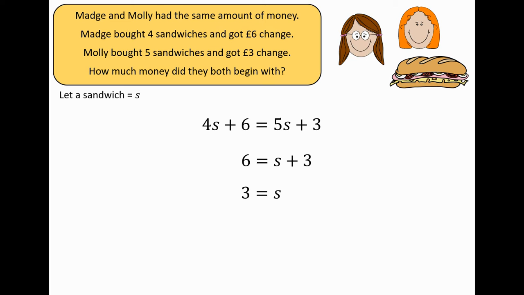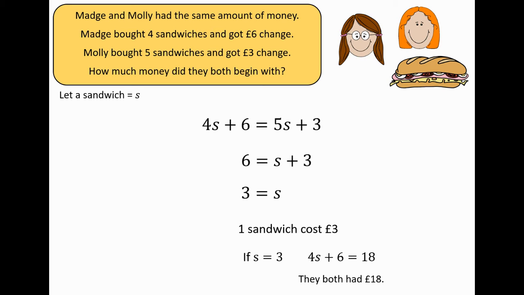So if S is equal to 3, that would mean that one sandwich costs £3. But the question says, how much money did they both begin with? Well, if S is equal to 3, 4S plus 6 is equal to 18. So therefore, they had £18. And what's interesting is if you use the other expression, 5S plus 3, 5 times 3 is 15, plus the 3 is 18. Okay, so it doesn't matter.